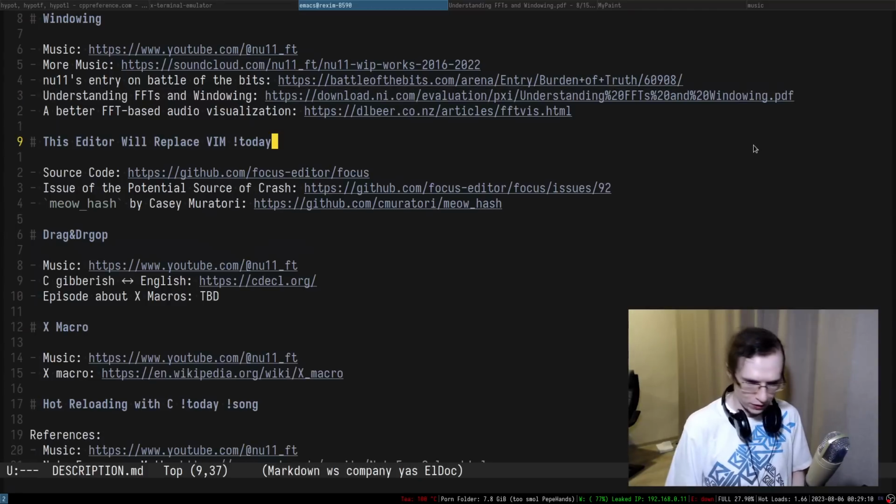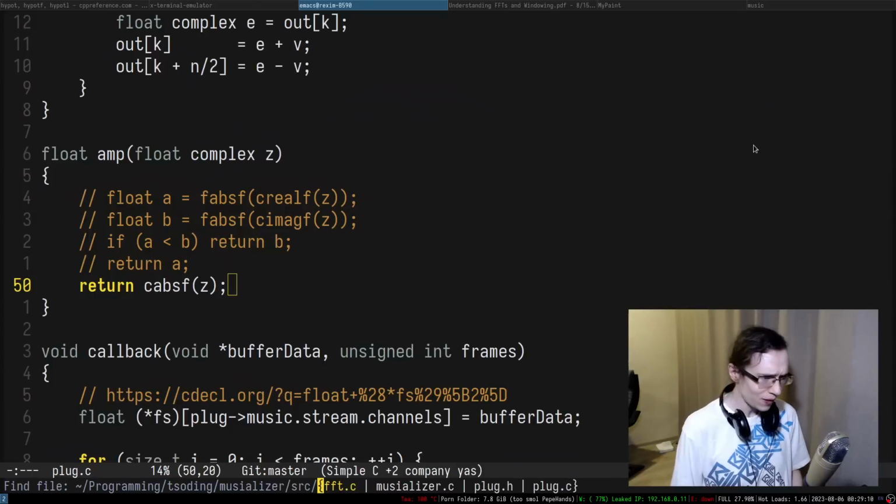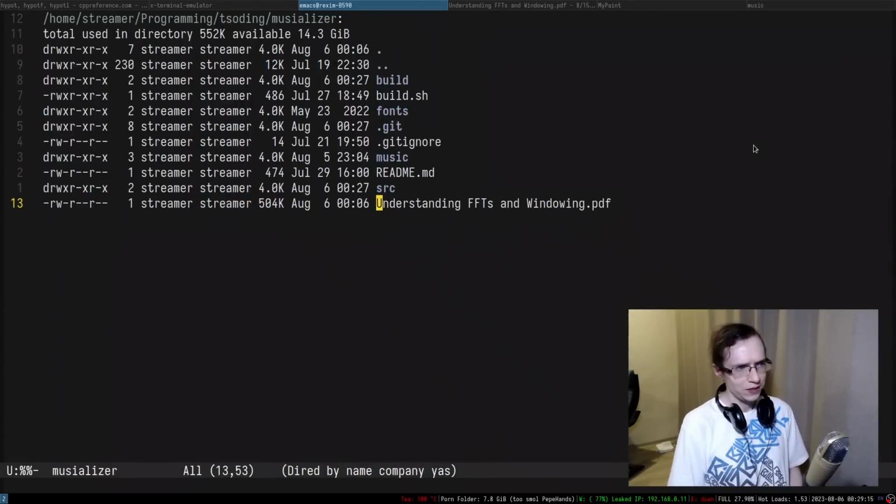Let's go back to the drawing board and create a simple application that generates sounds and takes an FFT of that sound.